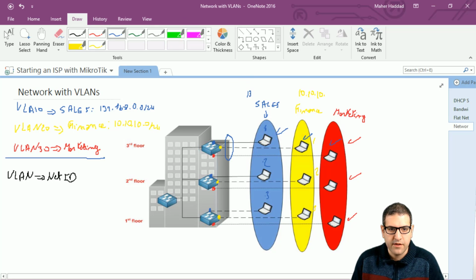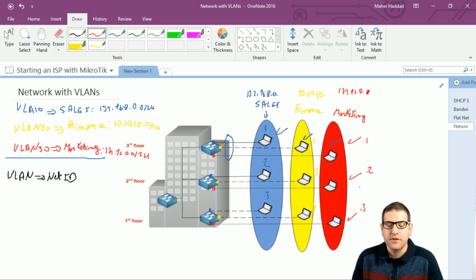So I'll put here 192.168.0. something. Okay, and then at the end also the VLAN 30, which is the marketing, I will give an IP address to it. For example, 172.16.0.0/24. So here it will be 172.16.0. something. Okay, then here is 192.168.0.1, the .2, .3. So that means that each VLAN will have its own network ID, and we solved the first problem that we have seen in the flat network.